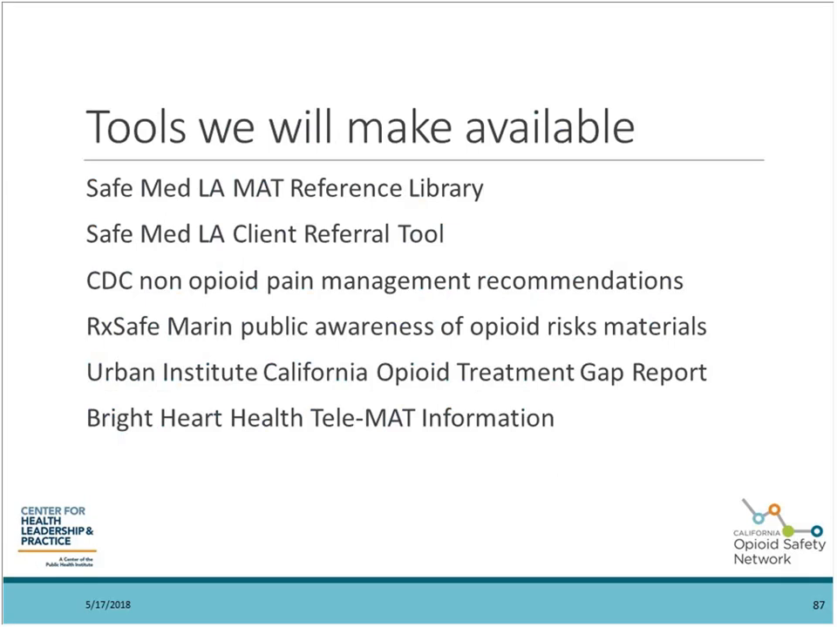The Urban Institute California Opioid Treatment Gap Report is something that should be familiar to you, and if not, certainly something you should look up. You can even Google it, and it's an easy drop-down to pick your county and see what your local numbers are. And then obviously Bright Heart Health is now a resource for us in terms of helping us understand the opportunities for tele-MAT.